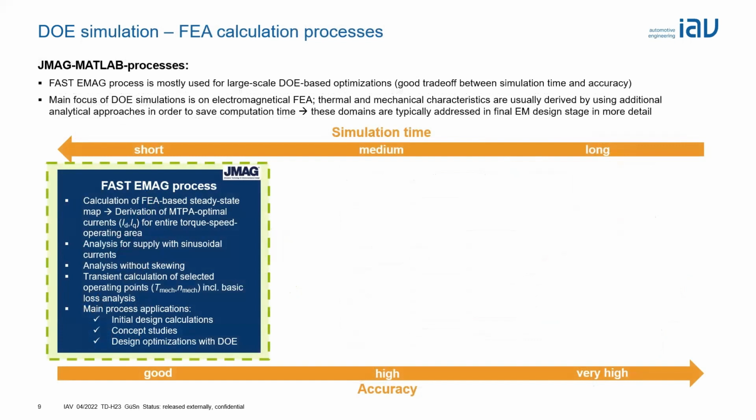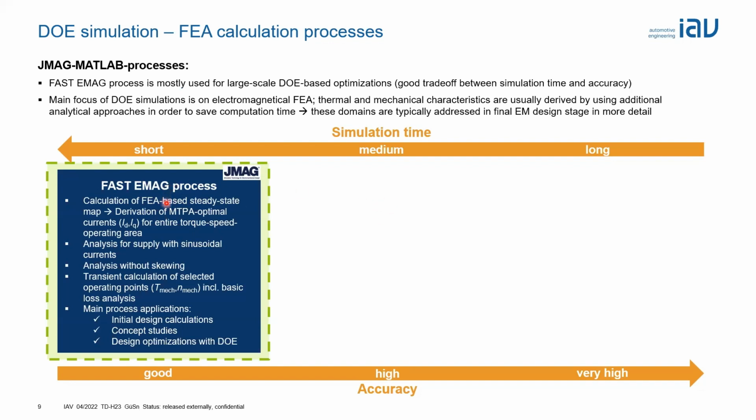At IAV we have several JMAG MATLAB processes. The so-called fast EMAG process is mostly applied for large-scale DOE optimizations because it represents a good trade-off between simulation time and accuracy. The main focus of our DOE simulations is on the electromagnetical behavior, and thermal and mechanical characteristics are usually derived by using additional analytical approaches in order to save computation time. And these domains are typically addressed in final e-machine design stages in more detail.